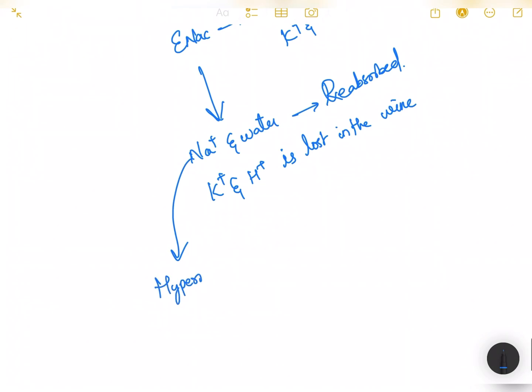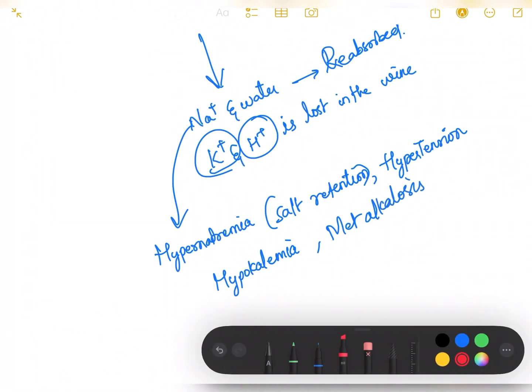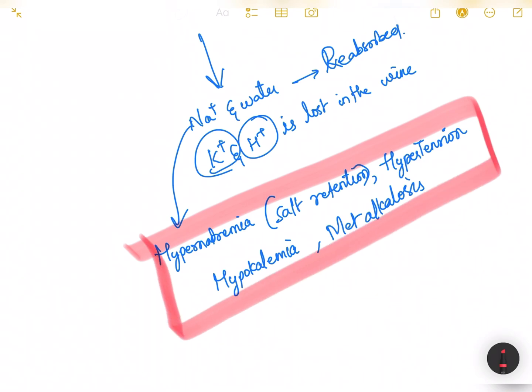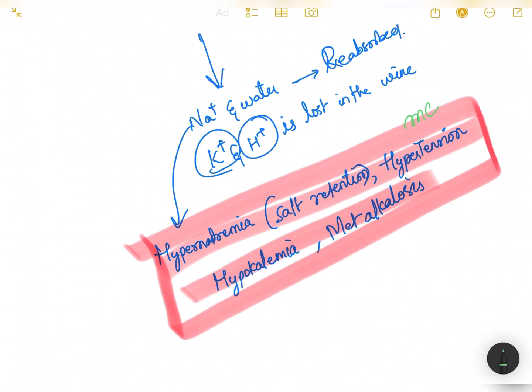More sodium is reabsorbed, that means salt retention, you can say. More water is reabsorbed, that means hypertension. Potassium is lost in the urine, that means hypokalemia. H plus is lost in the urine, that means metabolic alkalosis. These are the features of Liddle syndrome. And it's very important.